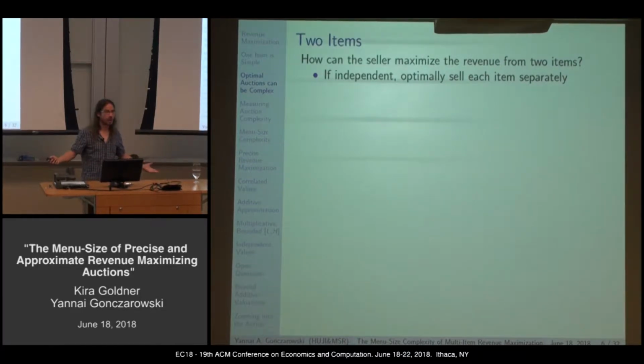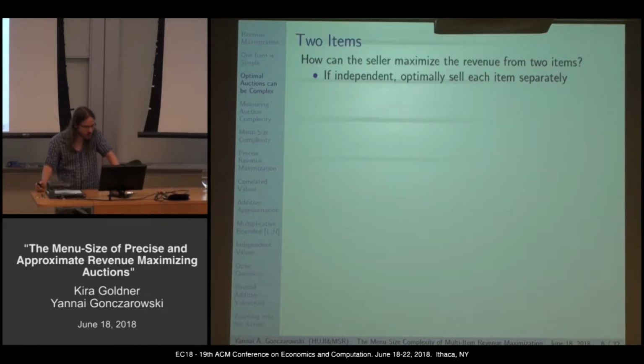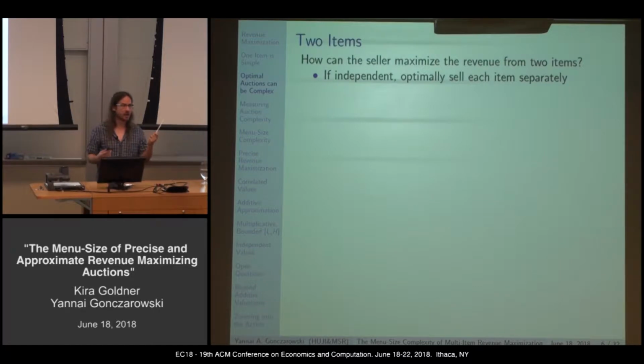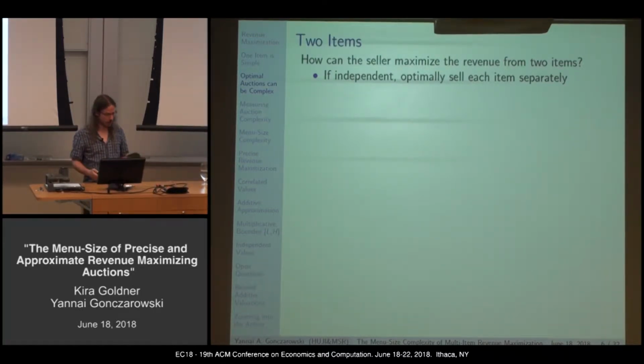Okay, let's talk about two items. Hopefully this is going to be more interesting, otherwise the talk is going to end really soon. So how can the seller maximize the revenue from two items? Once again, I have the pen, I have the clicker. The buyer's valuation is additive, so they're willing to pay for both the sum of whatever they're willing to pay for each of them. And let's say, for simplicity, that they're drawn independently. So the distribution that the seller knows over these two items is a product distribution.